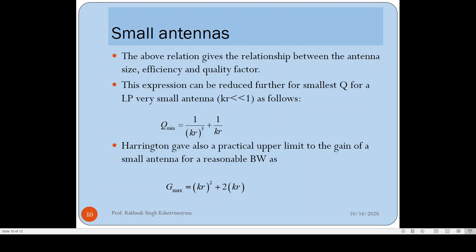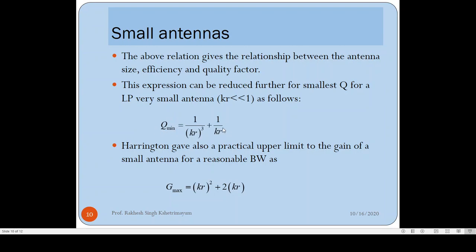So it's inversely proportional. Those are things you need to worry about if you keep on reducing the size of the antenna. For example, if you keep on reducing the size, r will become smaller and smaller, then this Q will become larger and larger. So the minimum Q you can have for any specific r is given by this Q minimum.